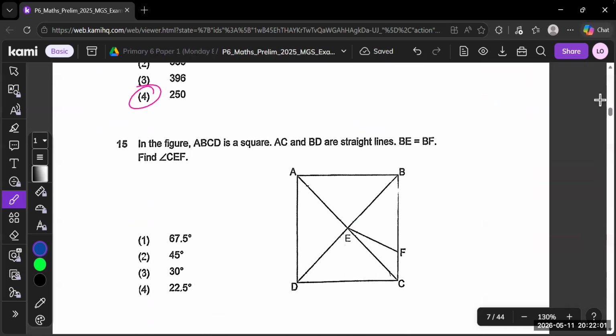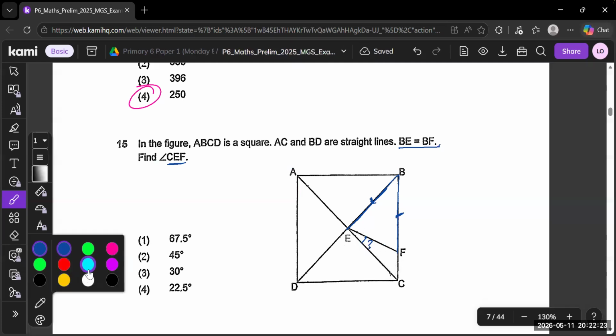Question number 15. Okay, there are no angles there, so it makes the question a little bit harder. But what you should be doing is putting down the markings. BE is equal to BF, so you have to put the markings there. And then put down the question mark. CEF. Put the question mark there.